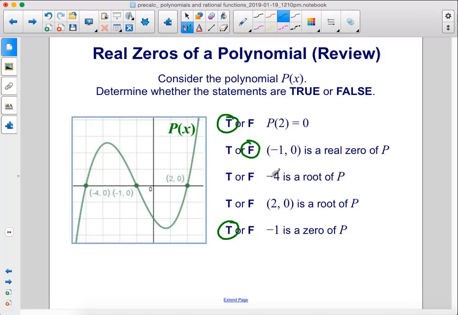Negative 4 is a root of p? Yes. The point (-4, 0) is an x-intercept, therefore negative 4 is a zero or a root of p. Finally, (2, 0) is a root of p. This is false. 2 is a root of p. (2, 0) is an x-intercept of p. True, false, true, false, true.